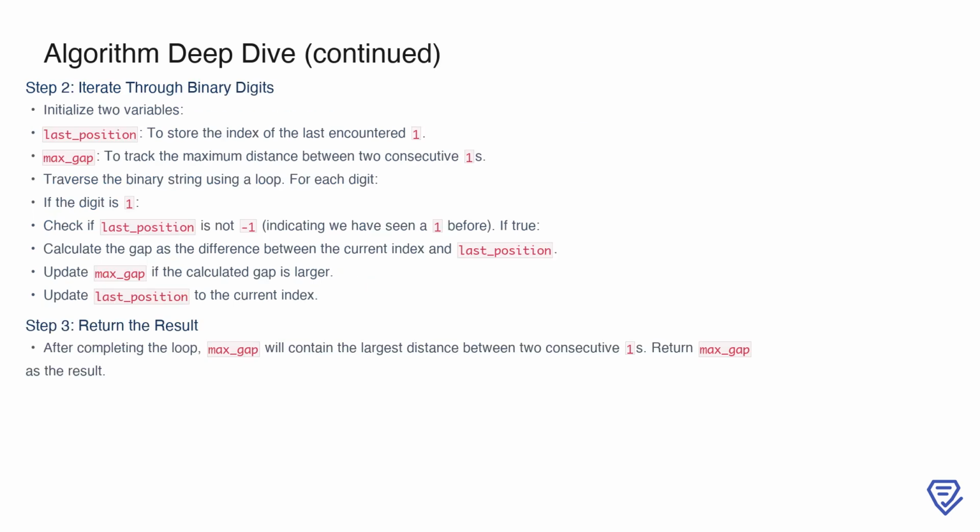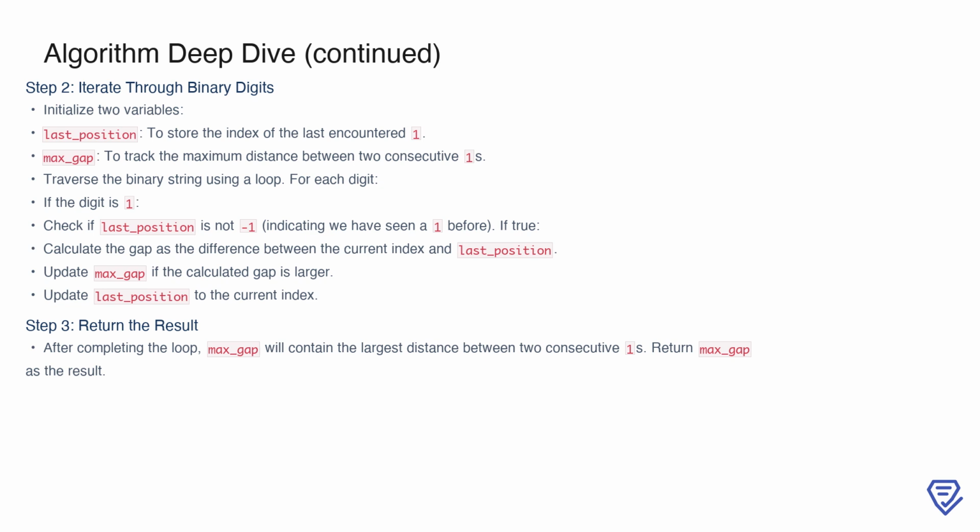Once we have the binary representation of the number, we can begin analyzing it. To do this, we initialize two variables, last_position and max_gap. The variable last_position keeps track of the index where we last encountered a 1, starting at -1 to indicate that no 1 has been seen yet. The max_gap variable is used to store the largest gap between any two consecutive ones as we progress through the binary string, and it starts at 0.